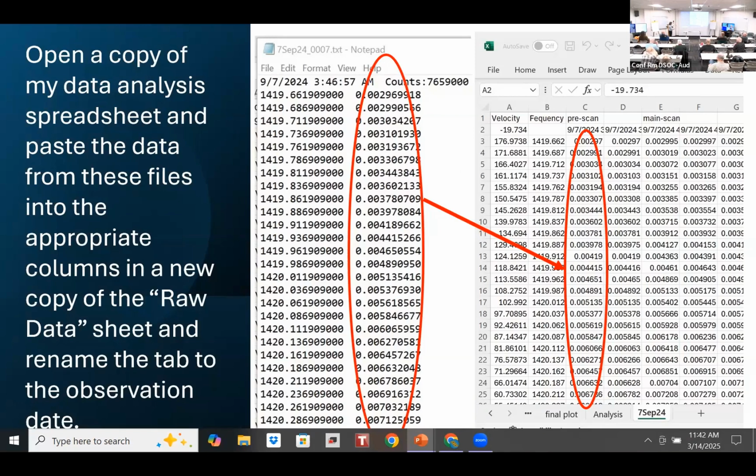But I dump my data files into a template that I built. I have pre-scan columns, main transit columns, and then post-scan columns. And each of the data files just literally contains a time date stamp, a number of counts in the integration. I've got frequencies and amplitudes. Those amplitudes are voltages because it's just literally a direct A to D conversion.